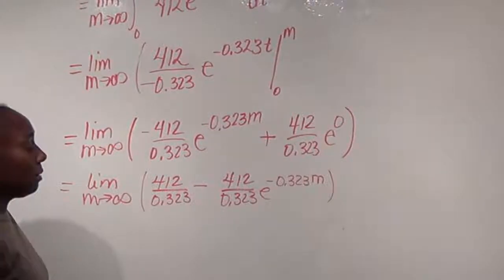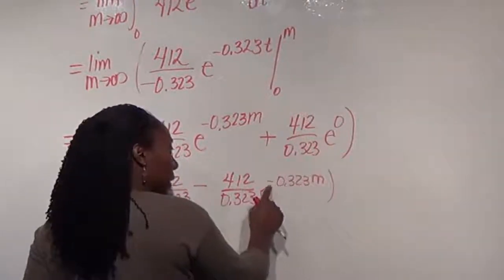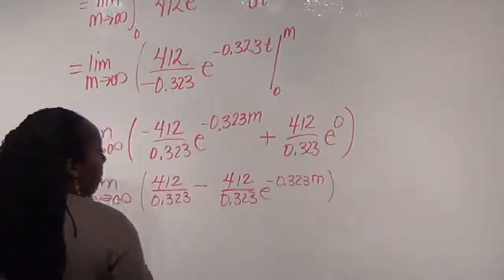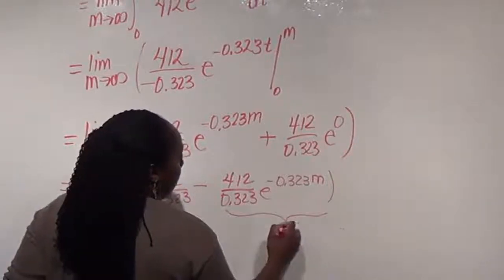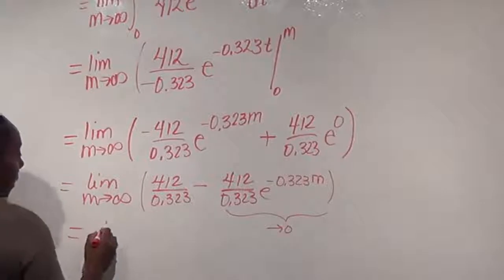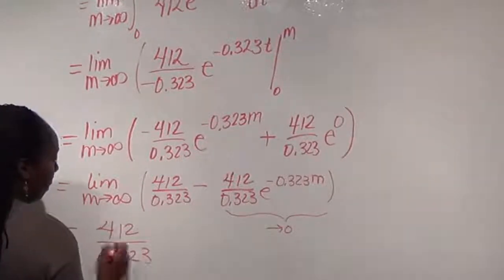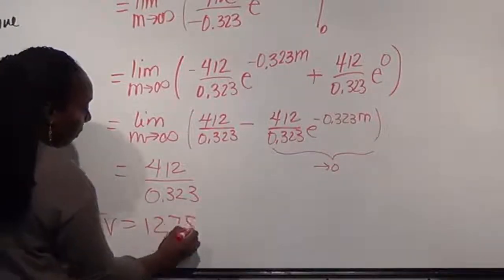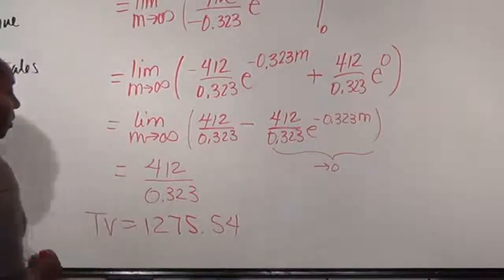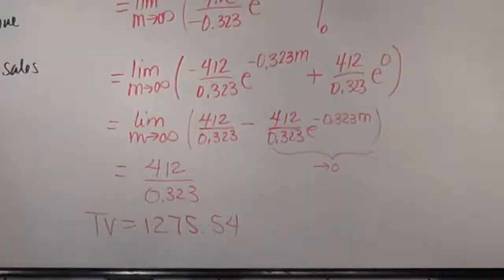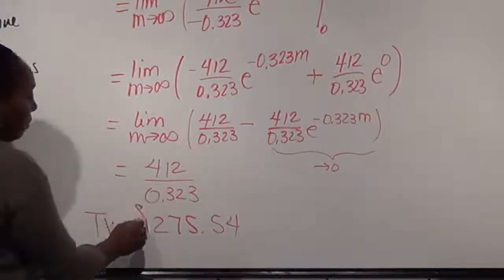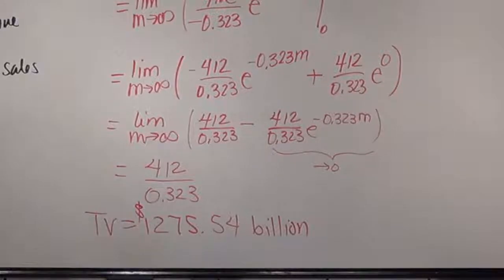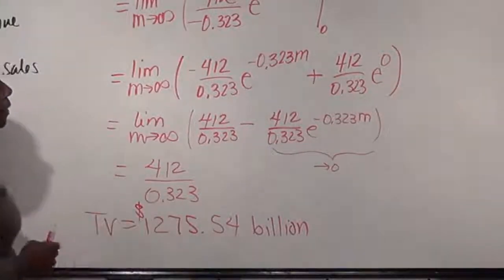Now as m goes to infinity, we'll see that this term, as m gets big, is going to become more and more negative. E to a really big negative number becomes really small. So this term is going to go to 0. Okay. And so here we're looking at 412 over 0.323 when we take our limit. So our total value is going to be $1,275.54. We have to be a little careful here, because if we go back to the original, this is in billions of dollars. So we're looking at about $1,275 billion. Okay. So there would be our solution.